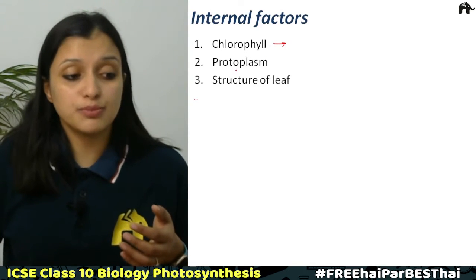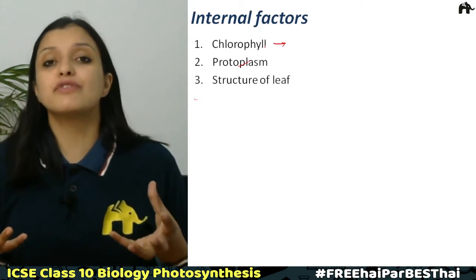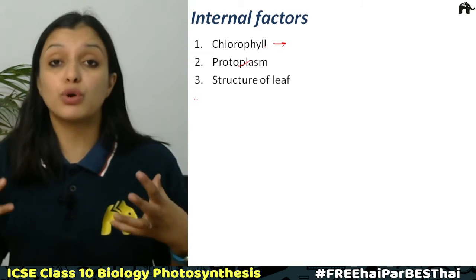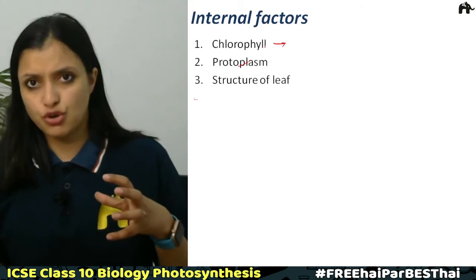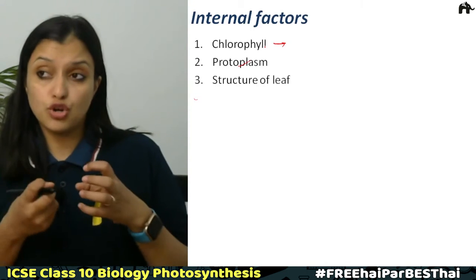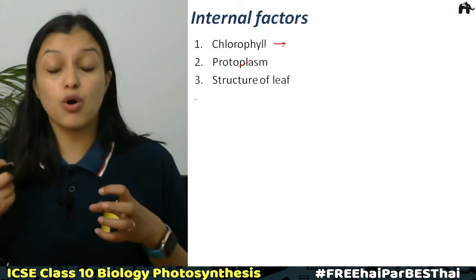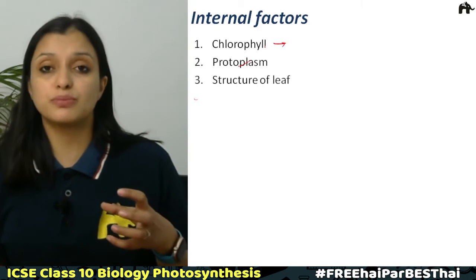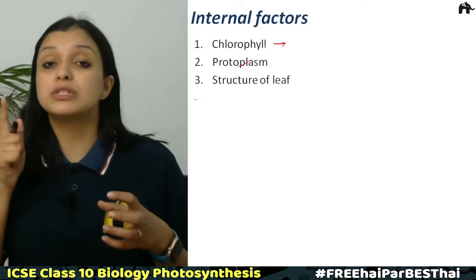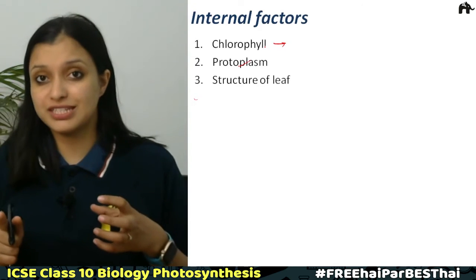The next one is the protoplasm. Protoplasm is the living content of the cell. It has a lot of water. So in any case, if there is dehydration of the protoplasm, so there is loss of water from the protoplasm, or there is excessive sugar concentration inside the protoplasm, that will also decrease the rate of photosynthesis, right?